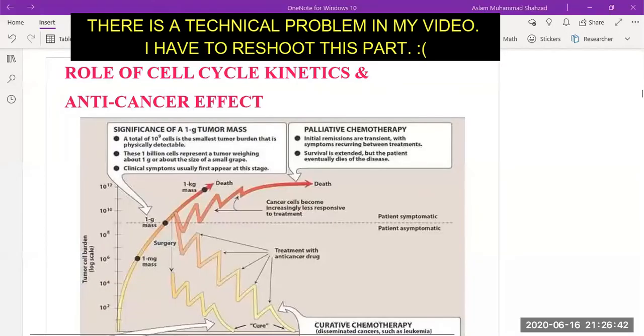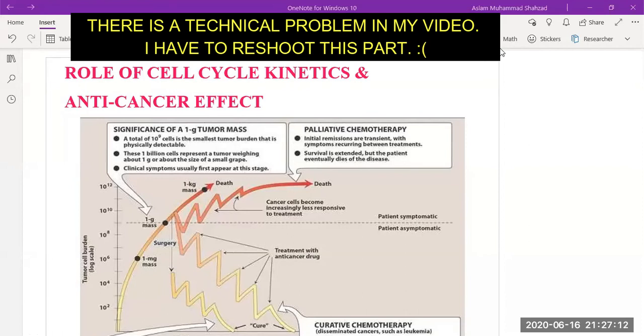to treat a patient. When we take a look at 1 gram of tumor mass and its significance, as mentioned in the blog, it can belong to 1 billion cells, which is equivalent to 1 gram weight of the size of the tumor. And 1 gram of tumor will be about the size of a small grape.